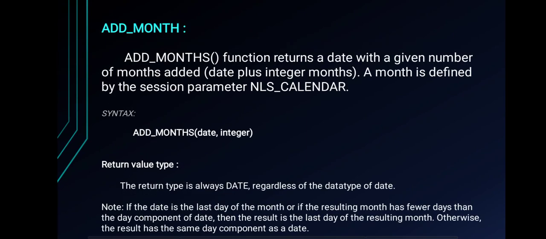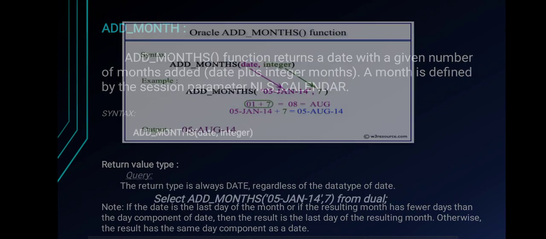First, ADD_MONTHS. The ADD_MONTHS function returns a date with a given number of months added. A month is defined by the session parameter NLS_CALENDAR. The syntax is ADD_MONTHS(date, integer). The return type is always date, regardless of the data type of date. Note: if the date is the last day of the month or if the resulting month has fewer days than the day component of the date, then the result is the last day of the resulting month. Otherwise, the result has the same day component as the date.